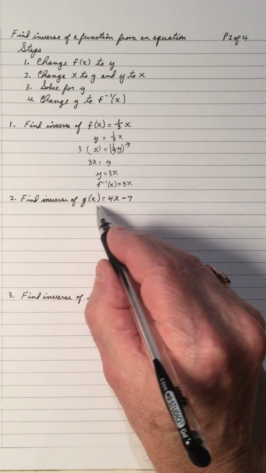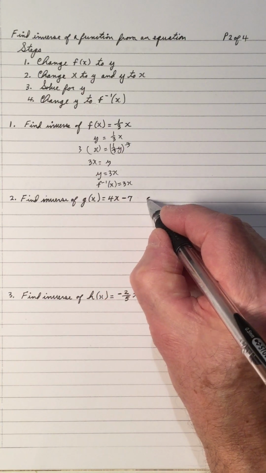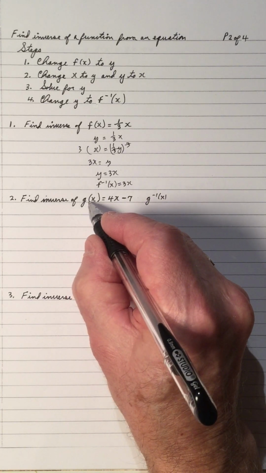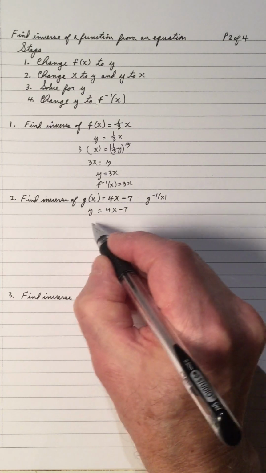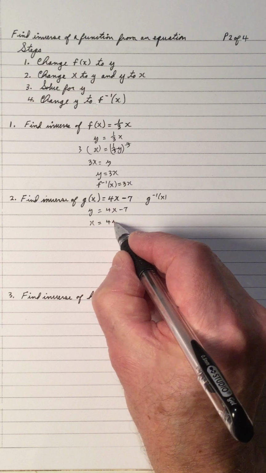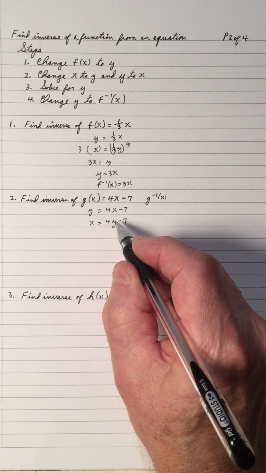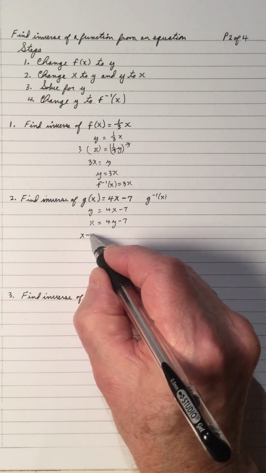Find the inverse of g of x equals 4x minus 7. So the inverse is g to the negative 1 of x. So we change the g of x to a y. We change the y to an x and an x to a y. Now we have to solve for y. So I can leave the y where it is to keep it positive.